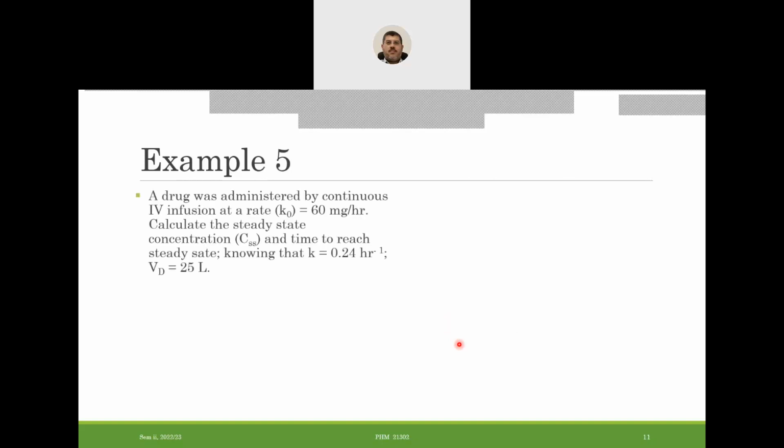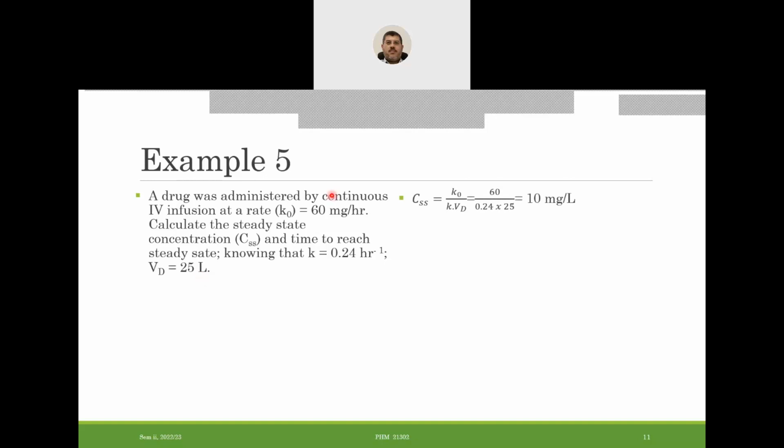Another example to practice: a drug was administered by continuous IV infusion at a rate of K0 equal to 60 milligram per hour. Calculate the steady state concentration and the time to reach steady state, knowing that K equals 0.24 hour to the power minus 1 and Vd equals 24 liters. So your concentration will be in milligram per liter. Units are okay, we can go on and calculate.